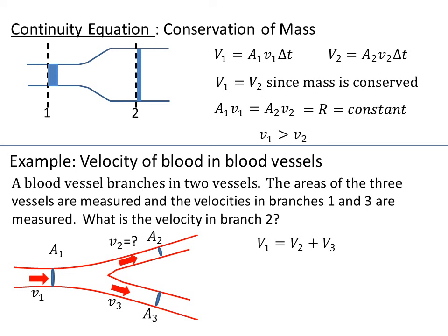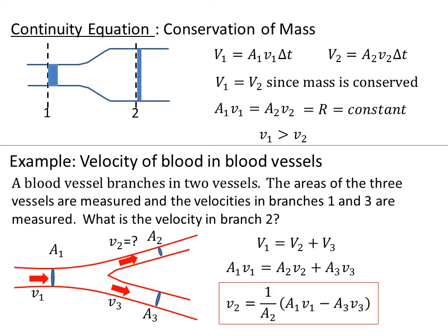In this case, the conservation of mass, or continuity equation, requires that volume 1 equal volume 2 plus volume 3. So what enters on the left has to be equal to what leaves on the right. So we put in our area 1 times the velocity 1 is equal to area 2 times velocity 2 plus area 3 times velocity 3. Solve that for velocity 2, and we have the answer we wanted.